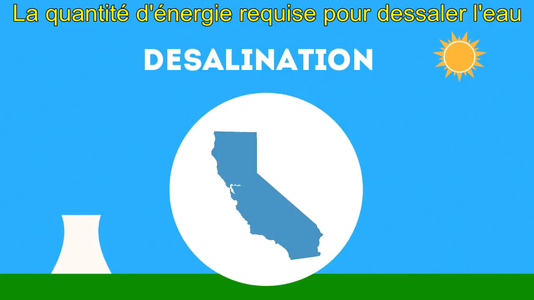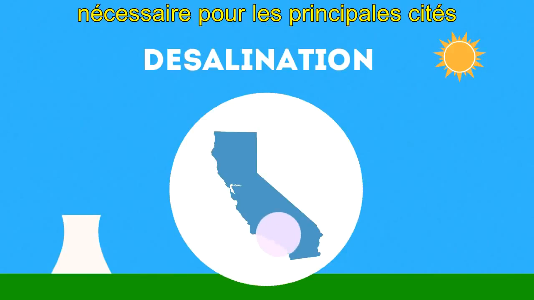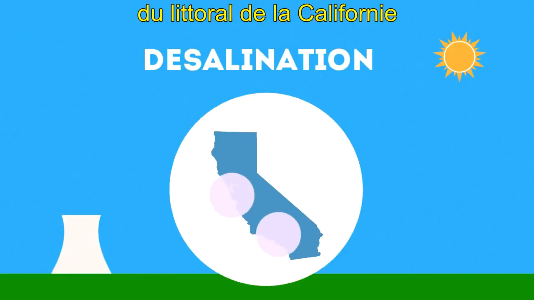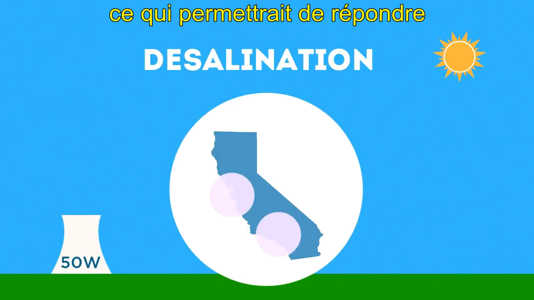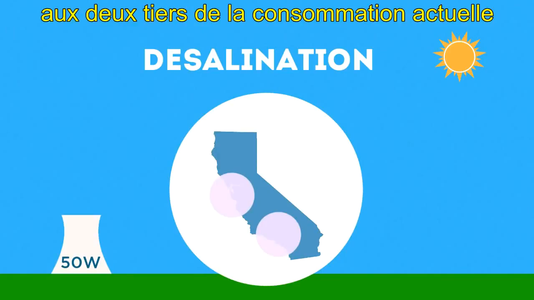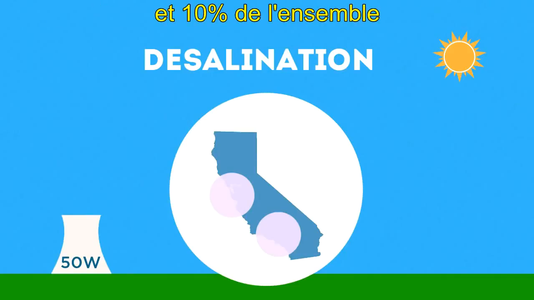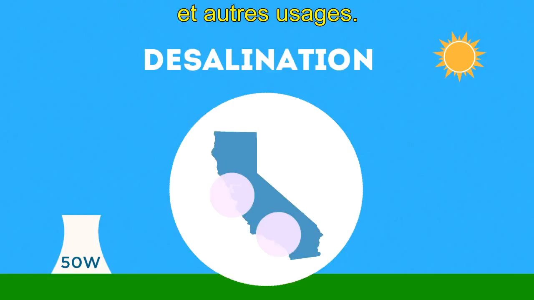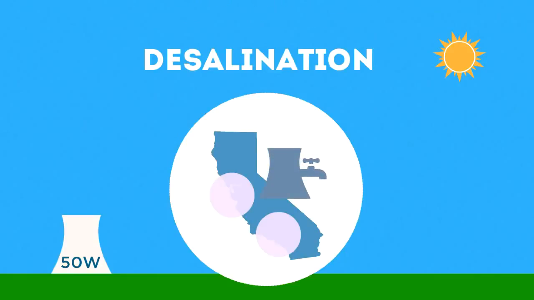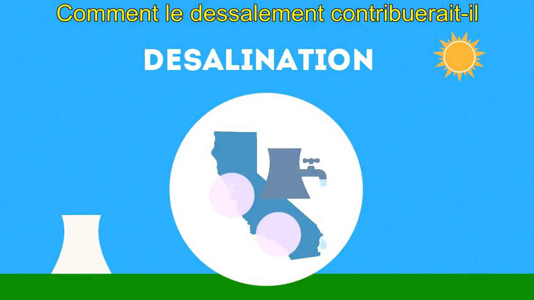The power requirements to desalinate water for the major coastal cities of California would only be 50 watts per person for the state, providing 2/3 of current public use, and 10% of the water needs of the entire state when we include agriculture and other uses. How could desalination add to the global water cycle?